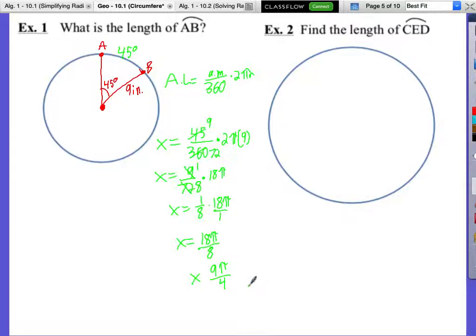Now I said pi never ends, right? So 3.14 is an approximation. It got rounded to it, okay? So that means if we ever multiply this, we're gonna have to round. So right now, this is an exact answer. 9 pi over 4 inches. That's the unit we're using.